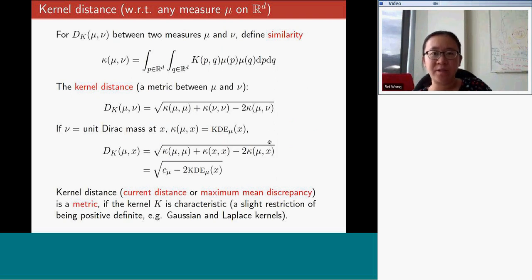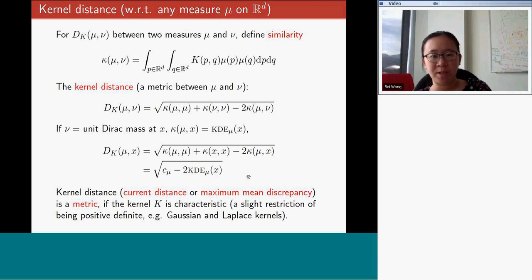Now, everything I've been talking about so far is in the discrete setting. In the continuous setting, we have the following form, where again the similarity measure between two measures defined on the domain is going to be this integral form. And the distance, again, will become a metric between two measures: the square root of self-similarity minus cross-similarity. Assume that one of the measures is the unit Dirac mass. Then the similarity between a measure and a point is equivalent to the kernel density estimate at that point with respect to the measure. And if we look a little bit deeper, we can take the following form. If I fix my measure and I fix my kernel, then I can write the kernel distance with respect to a measure as the square root of a constant, which depends on the measure itself, minus 2 times the kernel density estimate at this point.